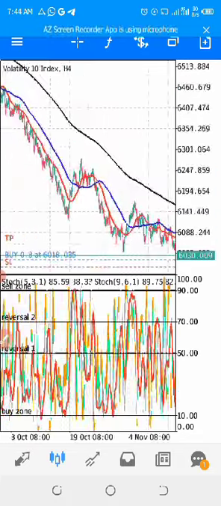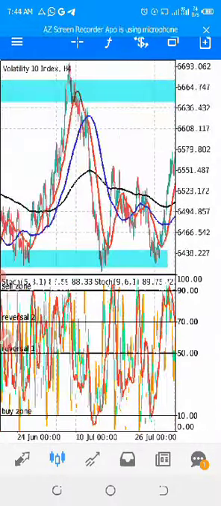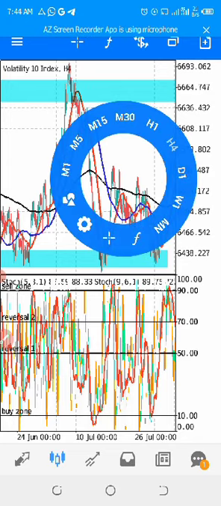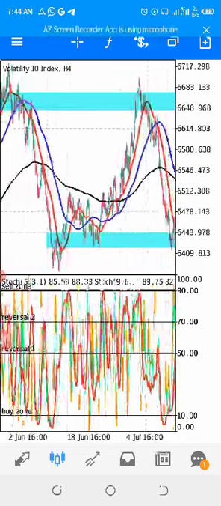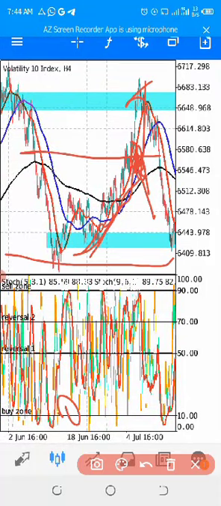Let's see what happened here. If you look at the point where I drew this blue line, you see that there was a sell move here. Price was selling all the way from here. When it got to this place, it could not continue.